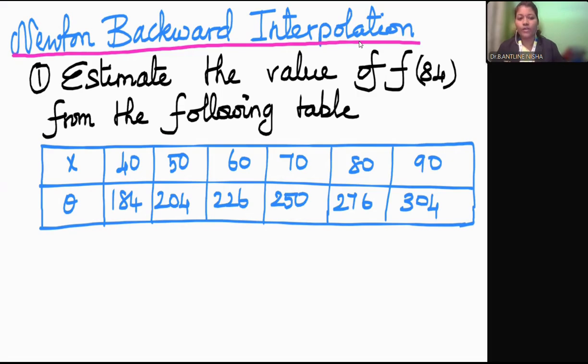Now let us see the Newton backward interpolation formula. The first problem is to estimate the value of f of 84 from the following table. The x values are 40, 50, 60, 70, 80 and 90, and theta values are 184, 204, 226, 250, 276 and 304. Okay, let us see the solution part. Before that, we have to see the question. We estimate the value of f of 84 is given. Since 84 is nearer to the end of the values, we have to apply the Newton backward interpolation formula, right?